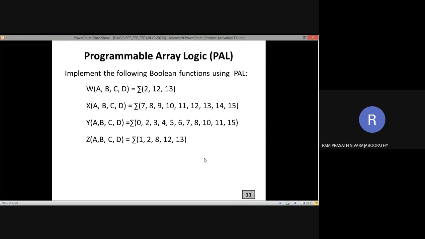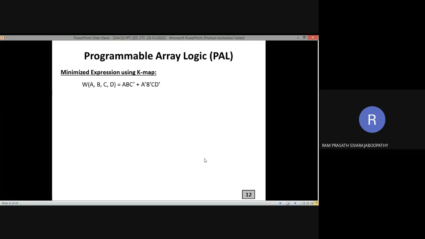Anybody is having answer? W x y bar plus w bar x bar y z bar. Here ABC we are using. So ABC bar plus A bar B bar C D bar. Your answer is correct, but the input variables are ABC. Very good, Sabarish. So for X, it is A plus BCD.